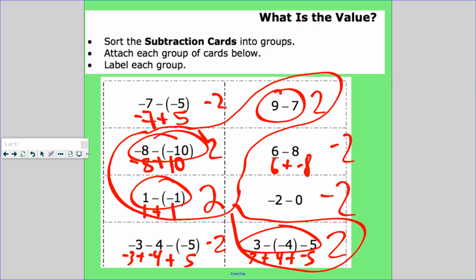That is our lesson for today. Think of add the opposite when you're subtracting integers.